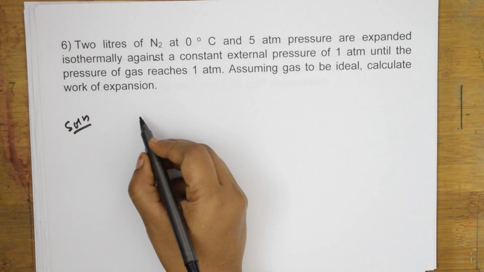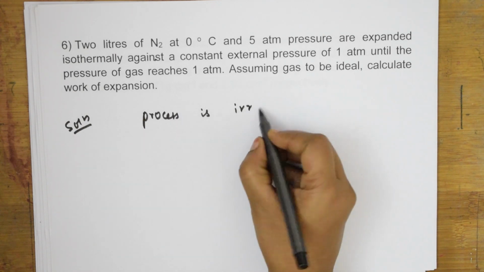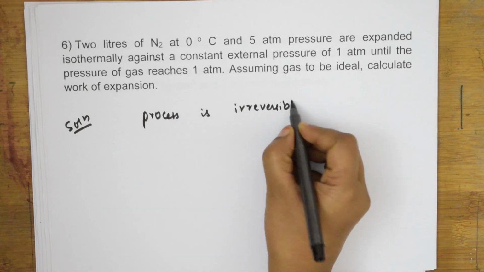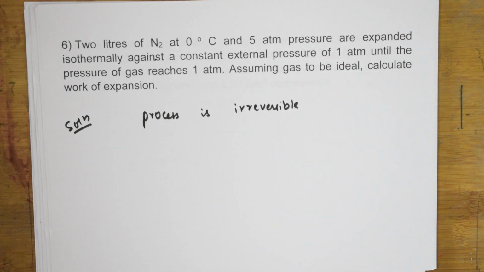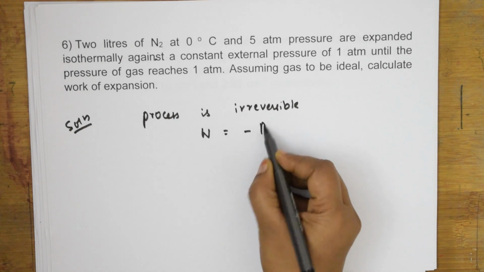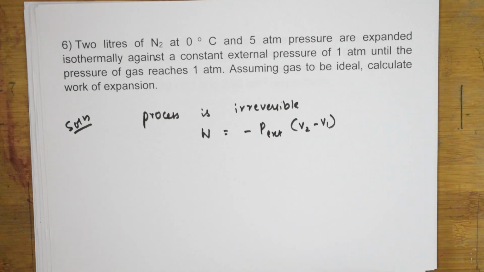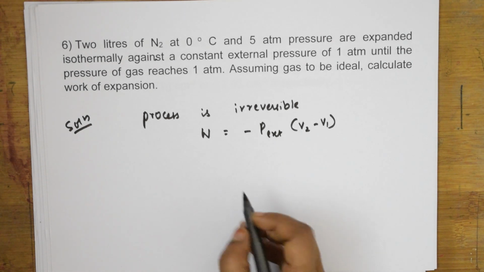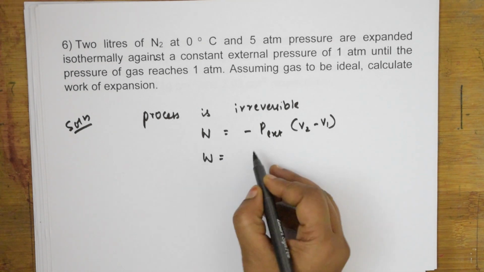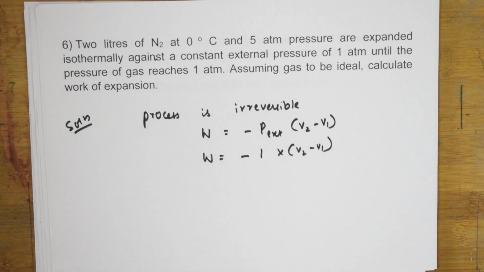So what is important here? The process is irreversible, because there is a difference in pressure. So when the process is irreversible, what is the formula? Work done is equal to minus P external times (V2 minus V1). I solved this already in the derivations, irreversible isothermal expansion of gases. So here, what is P external? It is 1 atmosphere. So W equals minus 1 into (V2 minus V1).